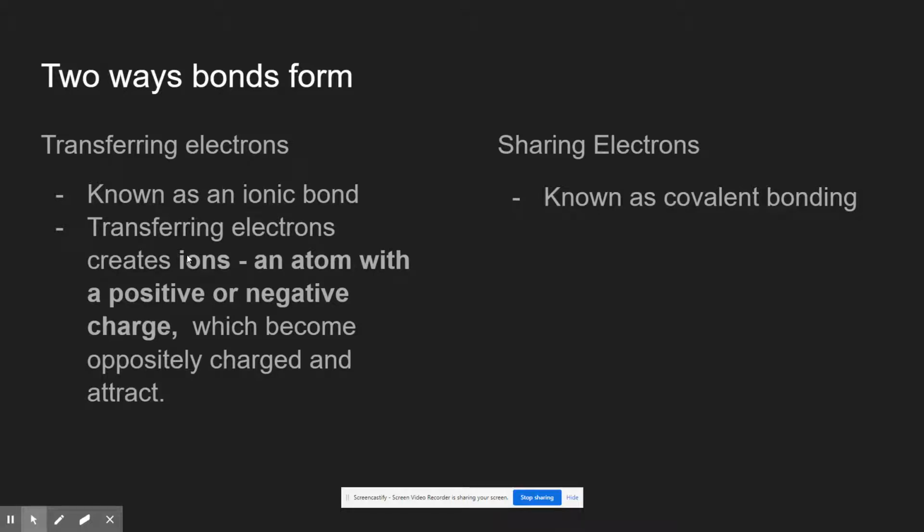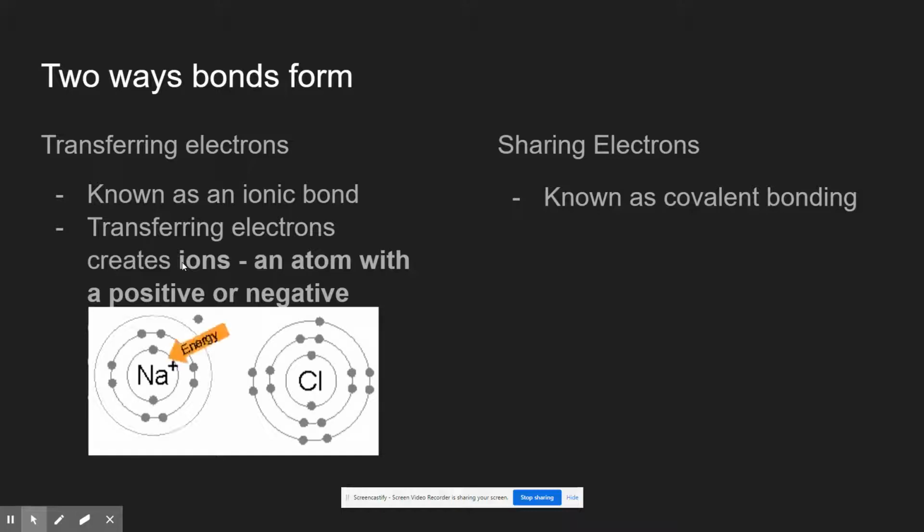So we talked about isotopes, which are atoms of the same element with more or fewer neutrons. Ions are atoms of the same element, but with a different number of electrons. So it has either a positive or negative charge. If it loses an electron, it becomes positively charged. You might be like, well, that doesn't make sense. But it does, because if it loses an electron, it's losing a negative charge.